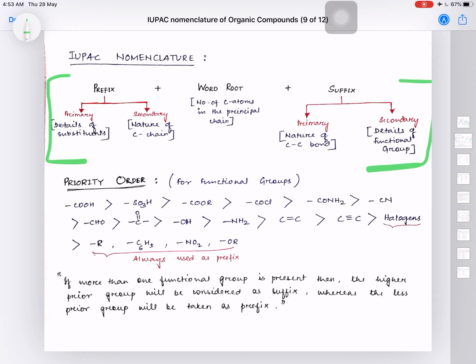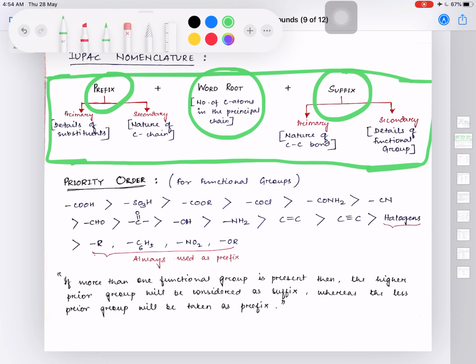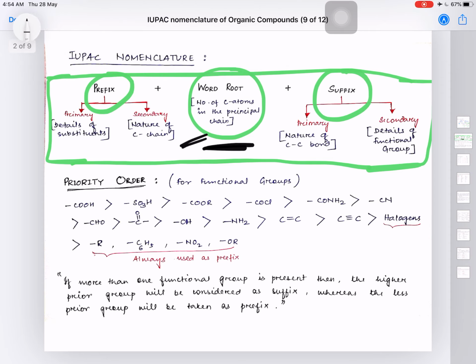For writing an IUPAC name, this is the basic structure that you should follow. In this structure we have three parts. The first part is the prefix, the second part is the word root, and the third part is the suffix. Word root tells you the number of carbon atoms. If you have one carbon atom, it is called methane; for two carbon atoms, it is called propane; for three, it is called butane, and so on. So the word root just tells you the number of carbon atoms present. On the basis of the number of carbon atoms, you will write the name of the parent chain.